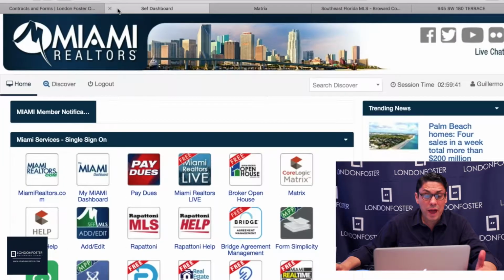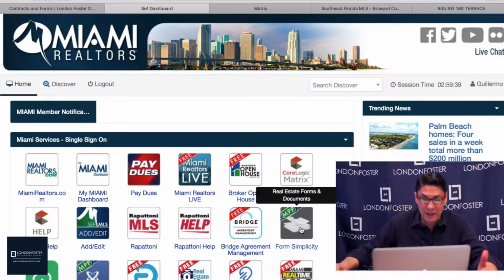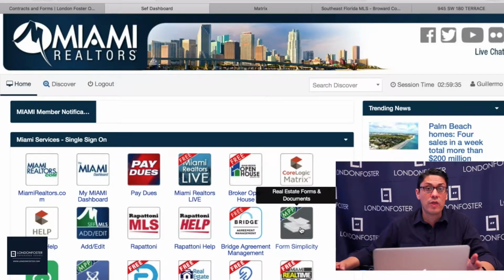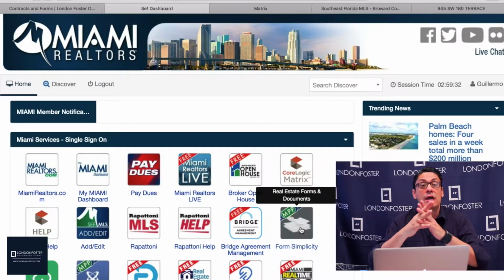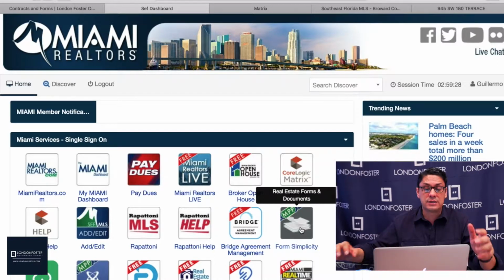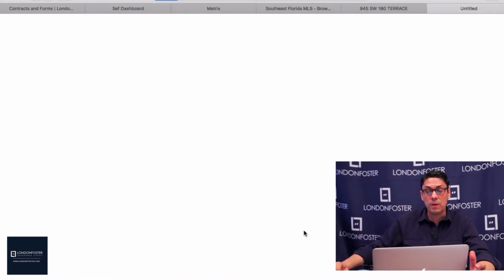Then I'm going to go back into my dashboard, and on my dashboard, I'm going to be opening up Form Simplicity. Form Simplicity is the software that we utilize to create contracts. It is owned by the Florida Association of Realtors, so it's always the most up-to-date. It's definitely the tool we want to be using.